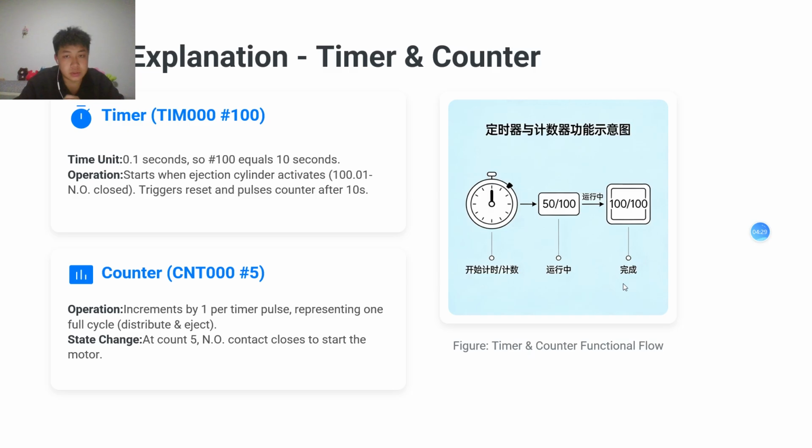Okay, you can see the timer and counter. The timer unit, 1 second equals 10 seconds. Start when ejection cylinder active, trigger reset, and plus counter after 10 seconds. So the counter increments by 1 per timer pulse representing 1 full cycle. At counter 5, counter closes to start the motor.